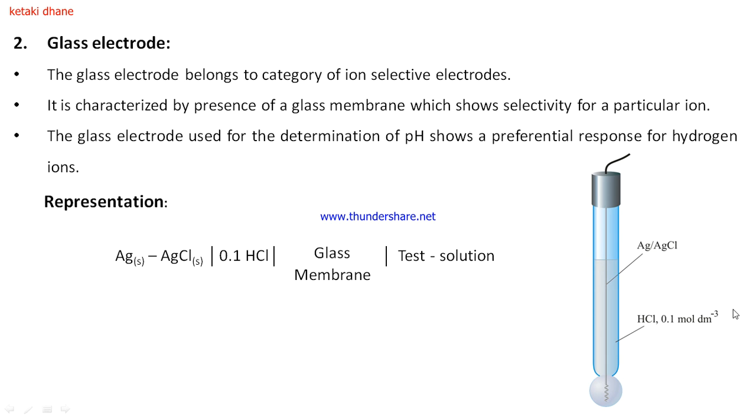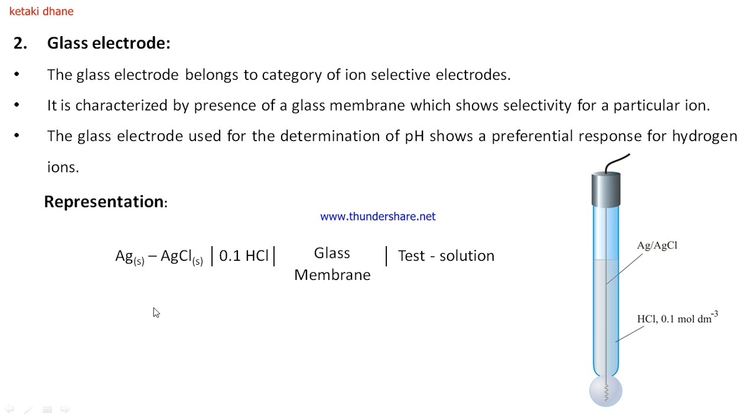Now our second electrode is the glass electrode. This is a diagram of the glass electrode, which belongs to the category of ion selective electrodes. So it is specific for a particular type of ions. It is characterized by the presence of a glass membrane which shows selectivity for particular ions. In this electrode, the glass membrane is specially designed in such a way that it is specific for a special type of ions.